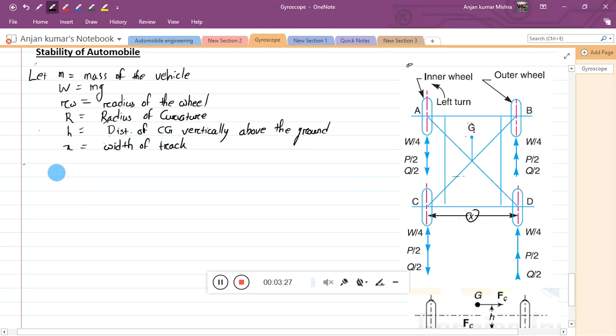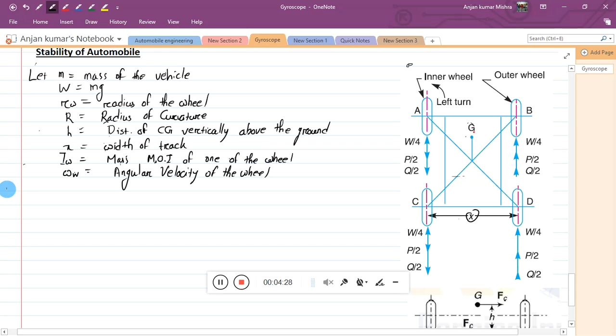Then Iw stands for the mass moment of inertia of one of the wheels. Then omega w is the rotational speed of the wheel, or angular velocity of the wheel. Sorry, not rpm, here it is the angular velocity of the wheel.